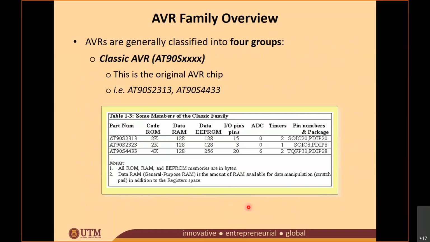AVR can be divided into 4 groups. First, we look at the classic AVR. Every time you see 90S XXX, it belongs to the classic AVR. This is the original AVR chip. For the classic AVR, there are 3 models here: 2313, 2323, and 4433. The size of ROM, RAM, EEPROM, and input-output pins varies from one model to another. So this is for the classic AVR.